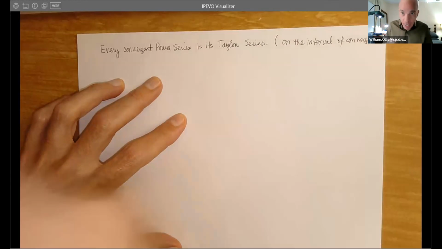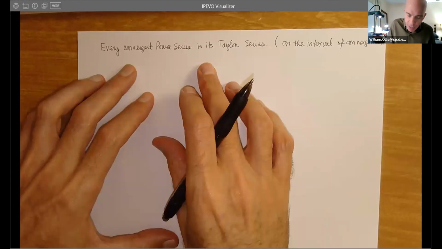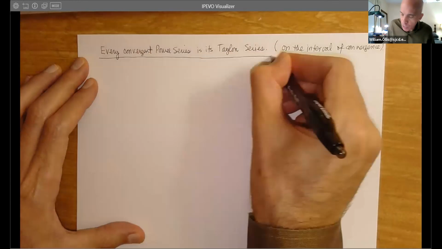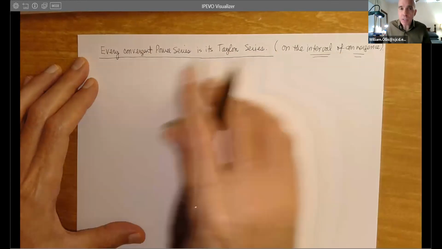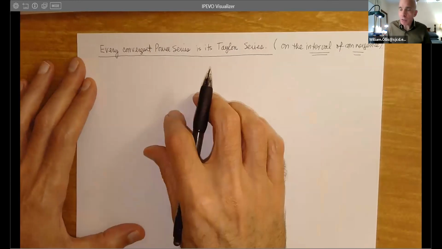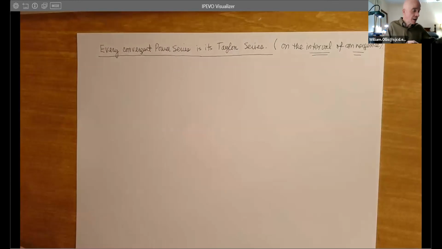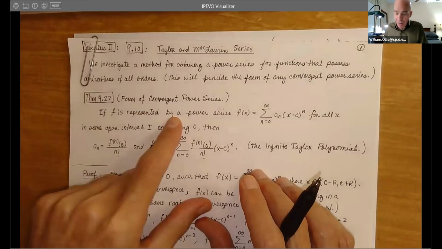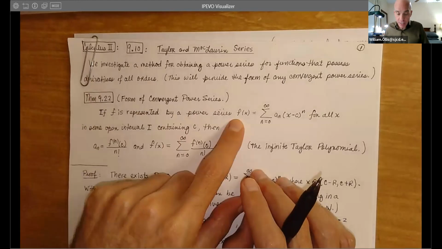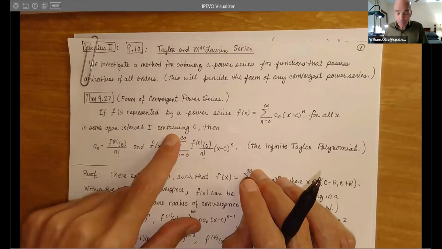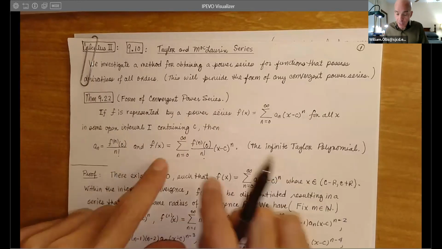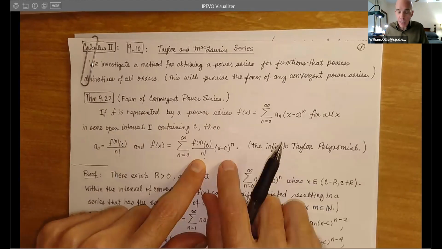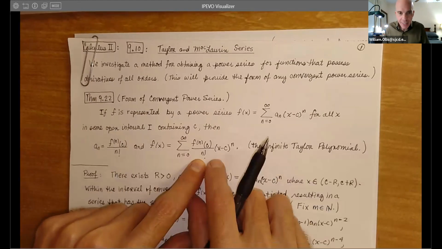This is a theorem. Every convergent power series is its Taylor series on the interval of convergence. And that's a major result. So to formally state it here, I'll just show you. This is theorem 9.22. If f is represented by a power series for all x in some open interval I containing c, that is the interval of convergence, then the coefficients are just like we had for the infinite Taylor polynomial.